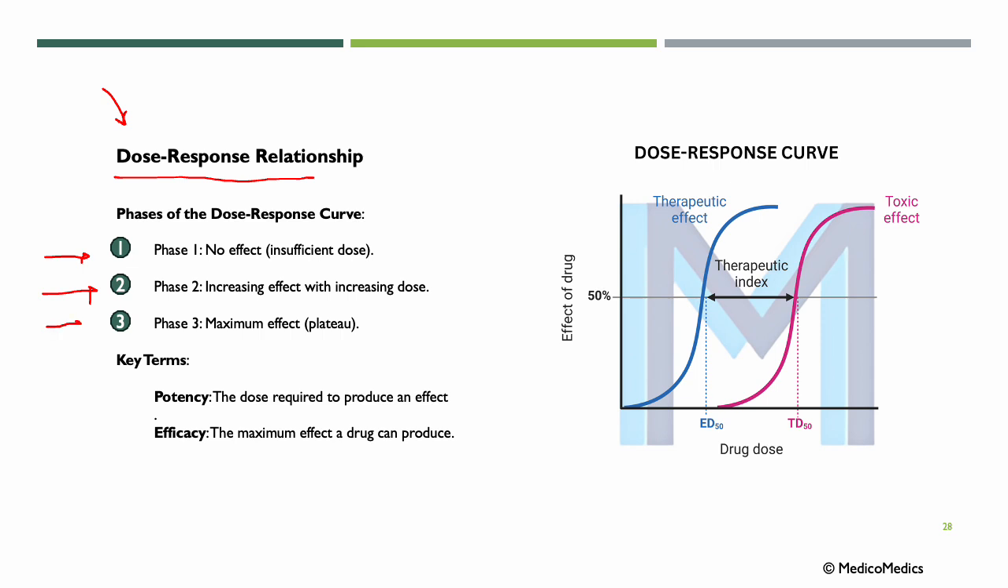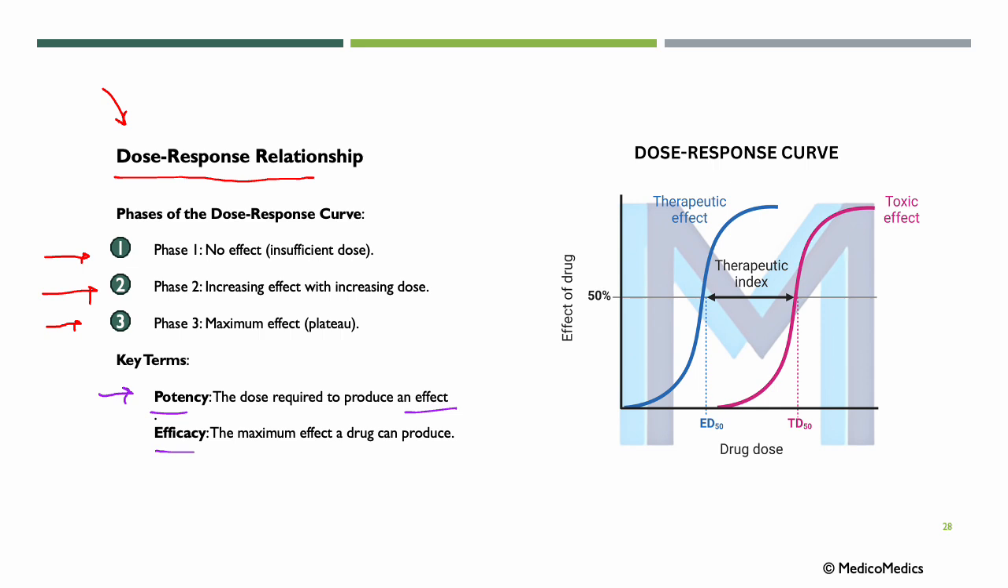And phase 3 is the plateau, where increasing the dose further produces no additional benefit, indicating that maximum efficacy has been reached. And then we have 2 crucial concepts here: potency and efficacy. The potency of a drug refers to how much is needed to produce a given effect. So a more potent drug reaches its effect at a lower dose.